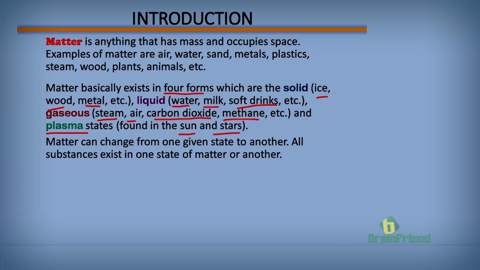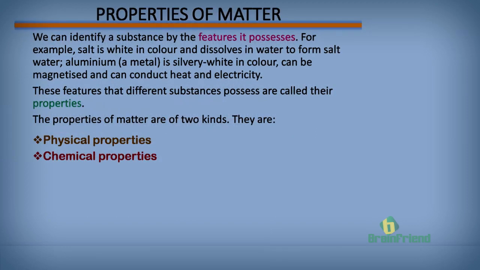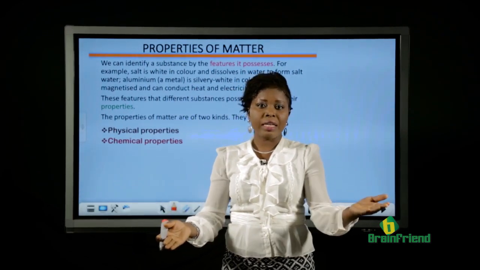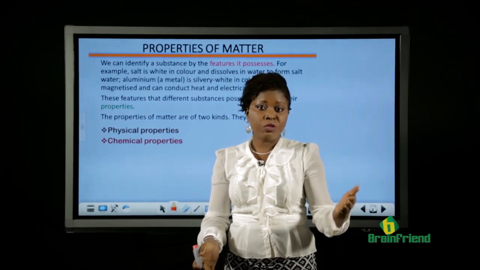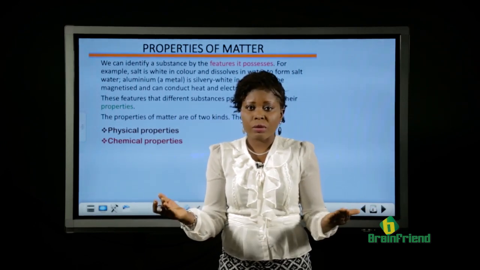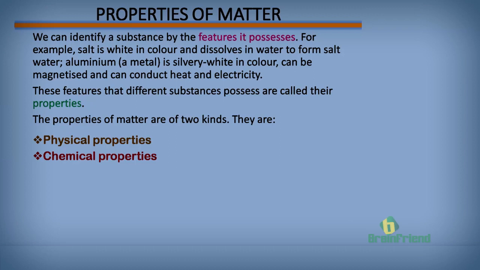Now, all substances exist in one state of matter or another. We can actually use the term substance when we are talking about matter. Now, let us look at the properties of matter. We are simply saying features, characteristics, the things that make something what it is. If you look at 2 individuals, you can look at this one and say, oh, he's a fair, tall guy. And you can look at another lady and say, oh, she's a dark, beautiful lady. These are features of these individuals. So when we talk about the properties of matter, we are looking at the features of substances, all right?